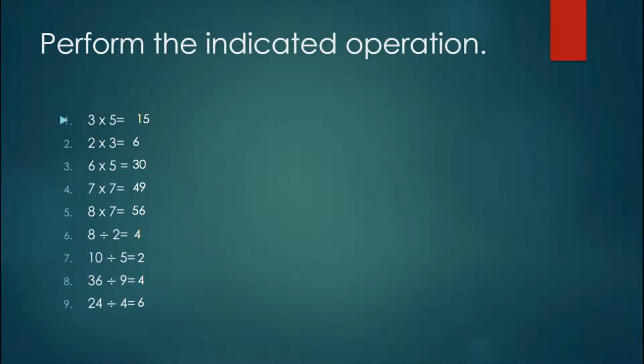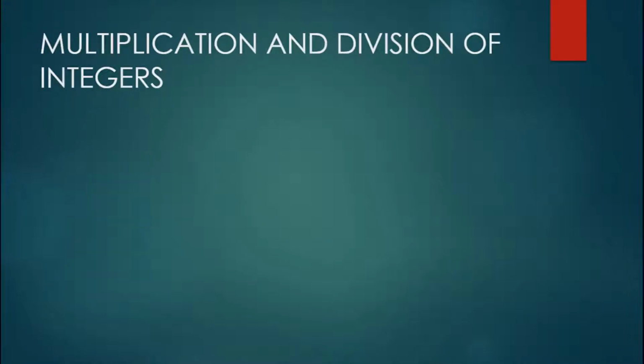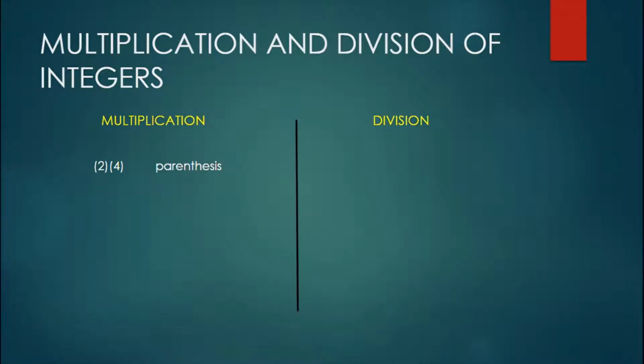Okay, very good. Now, before we proceed on how to multiply and divide integers, let us first identify the different symbols that are used in multiplication and division. For multiplication, we use what we call parentheses. If there is no operation between two parentheses, it means we're going to multiply.